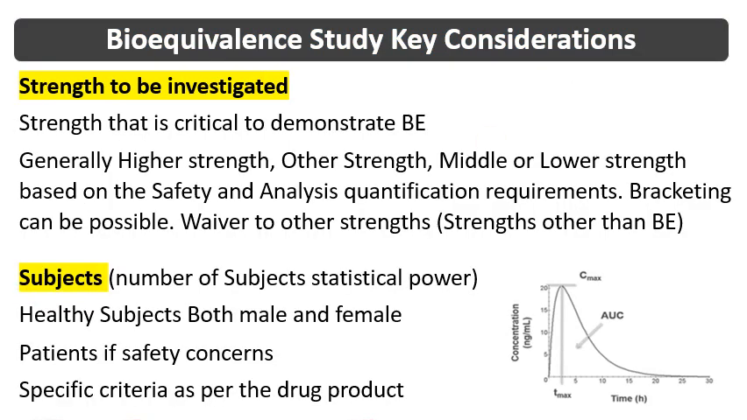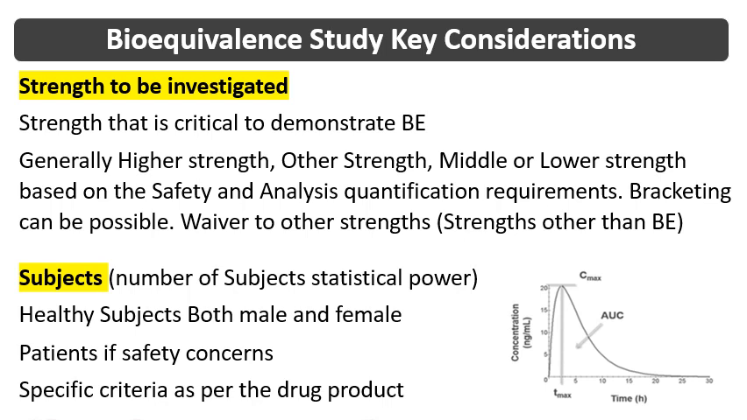Then the strength to be investigated. Generally the higher strength is the strength for bioequivalence, but the strength which is more critical for demonstrating the bioequivalence is selected. The other strength may be lower or higher based on the safety and analysis requirements. So generally the higher strength is taken for a bioequivalence study. Other strengths, middle strength or lower strength, can be taken based on the safety and analysis quantification requirements.